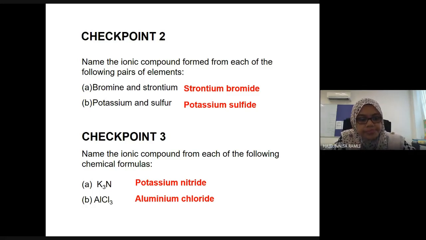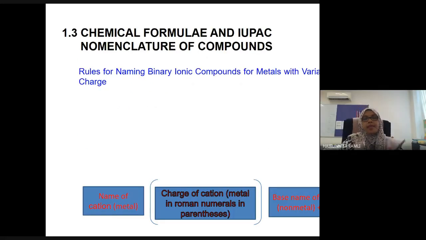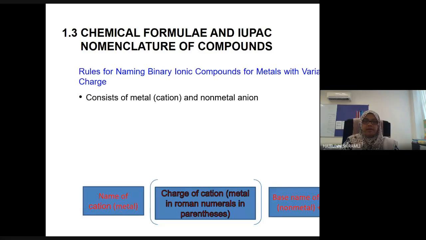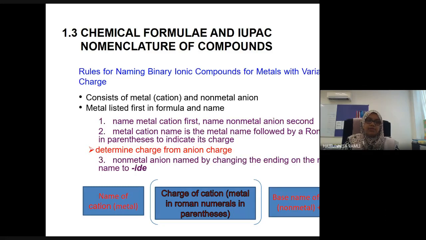Any questions so far? No. Okay, so that one previously is for invariant charge. So as I have said previously, ionic compound also have variable charge. Variable meaning that you have charge more than one. Okay, for metal. So dia punya rules dia, beza satu je. Sekejap. This one. Okay. So you still name the metal here, but now you have to put in between metal and non-metal is the Roman numeral in parenthesis.